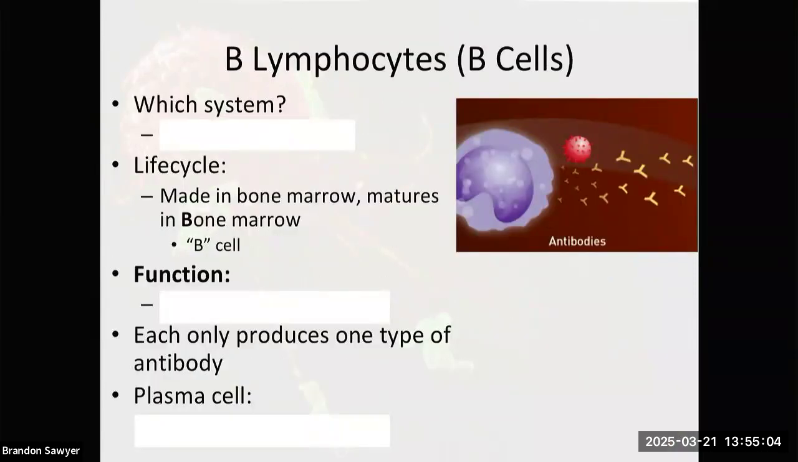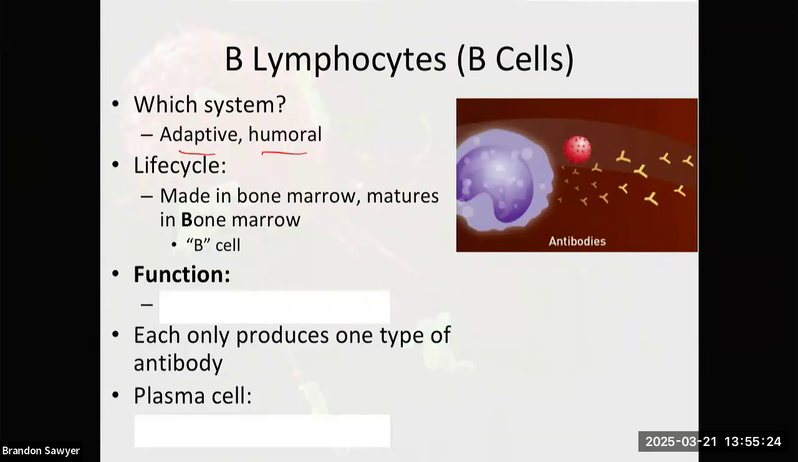Okay. And then we've got B cells. B cells are also part of the adaptive system, but they're part of the humoral side, which just means fluid, right? Humor means fluid. Humoral means we're talking about the blood. This is the side of our adaptive system that makes antibodies.